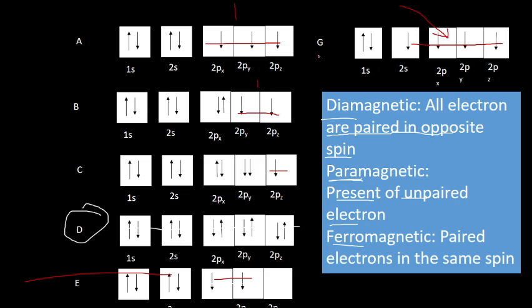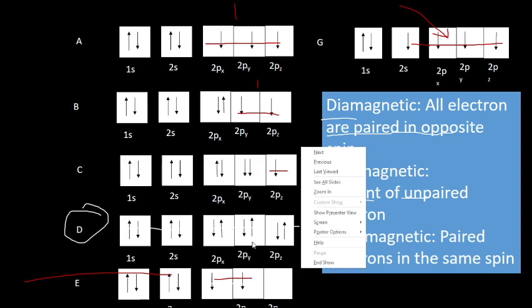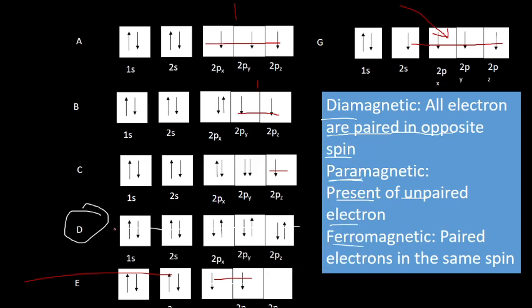So since there are unpaired electrons, those atoms are paramagnetic. But ferromagnetic will be like this. A ferromagnetic will contain all electron pairs, but not in opposite spin. It will be in the same spin. It's either up, up, or down, down. They will have very strong magnetic property.